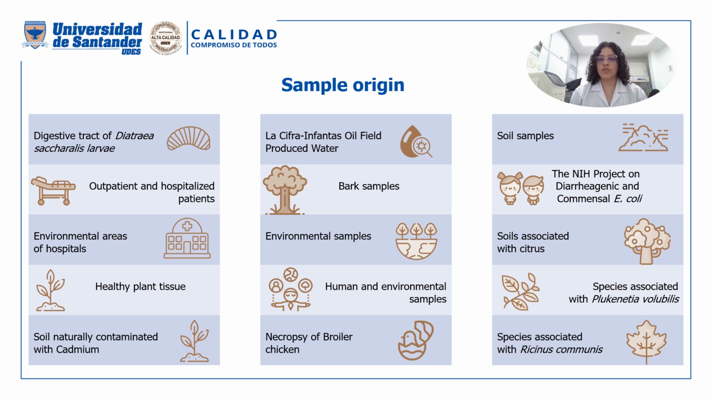The microorganisms deposited in the biological collection come from various samples, including the digestive tract of Diatraea saccharalis larvae, outpatient and hospitalized patients, environmental areas of hospitals, healthy plant tissue, soil naturally contaminated with cadmium, produced water from the Lisama oil field, bark samples, environmental samples, human and environmental samples, broiler necropsy soil samples, the NIH project on commensal and diarrheagenic E. coli, soils associated with citrus, species associated with Furcraea volubilis, and species associated with Ricinus communis.